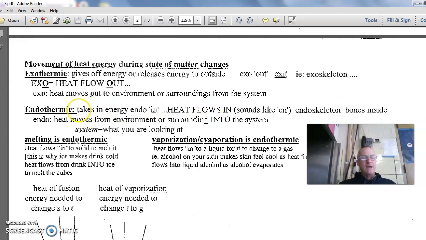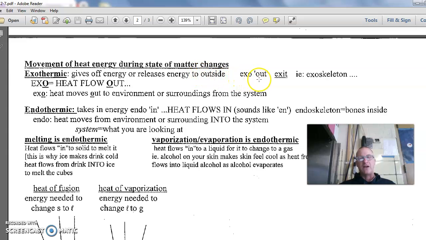If endo means adding heat into something, exo would be the opposite. You would have to pull heat out of it. You would have to get the system to release energy out to the environment. Energy moving from the inside to the out is called exothermic. Exothermic is when a process gives off energy or releases energy from the system to the outside.